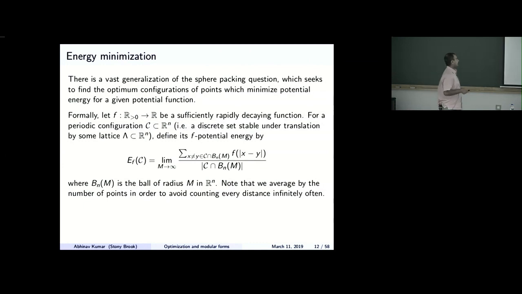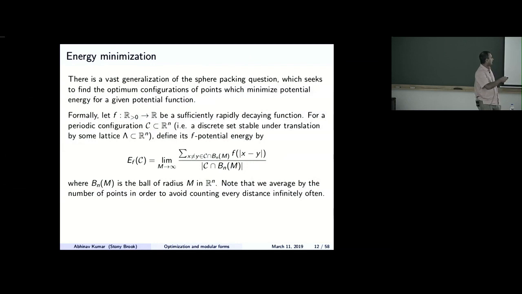So we're going to define its potential energy by the following thing. The first thing that comes to mind is just take all pairwise distances and add f of that distance up. But the problem is you're going to count every distance infinitely many times. If x and y are in the configuration, then for every lattice point lambda, x plus lambda and y plus lambda are also going to be in there, and their distance is the same as x and y. So everything you're going to count infinitely many times, so this will obviously diverge if you just do it the sort of naive way. And so what you have to do is you have to normalize.